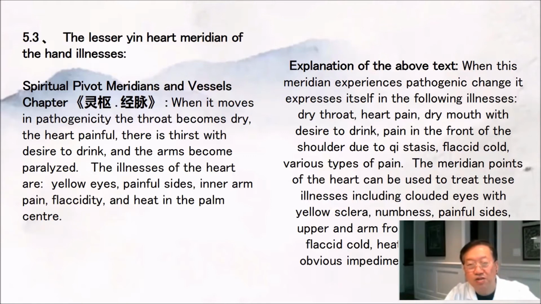Explanation of the above text. When this meridian experiences pathogenic change, it expresses itself in the following illnesses: dry throat, heart pain, dry mouth with desire to drink, pain in the front of the shoulder due to qi stasis, flaccid cold, various types of pain. The meridian points of the heart can be used to treat these illnesses, including clouded eyes with yellow sclera, numbness, painful sides, upper arm and arm interior pain, flaccid cold, heat in the palms, and obvious impediment of the meridian.